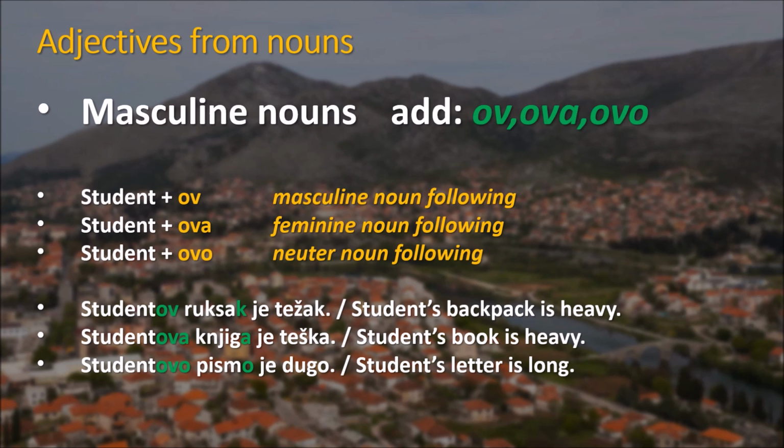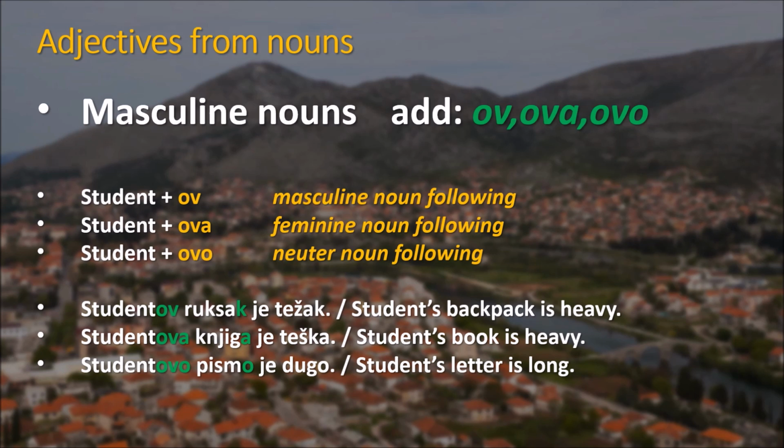If the next noun following it is masculine in gender, we would say studentov. If it's feminine, meaning if it ends on a, generally, it will be feminine, so we will say studentova. And if it's a neuter noun, meaning if it ends on a or o, our ending for the possessive adjective will be studentovo. Okay, studentovo. So now let's take a look at our examples below.